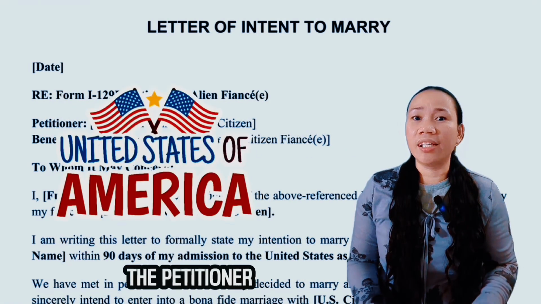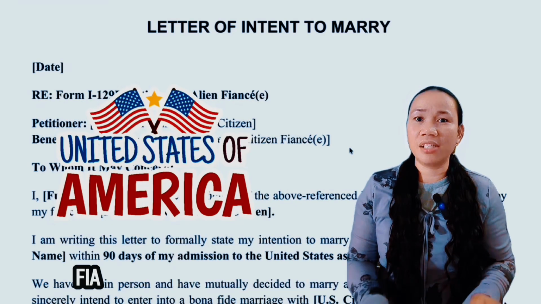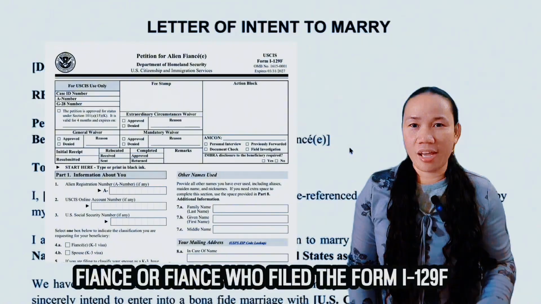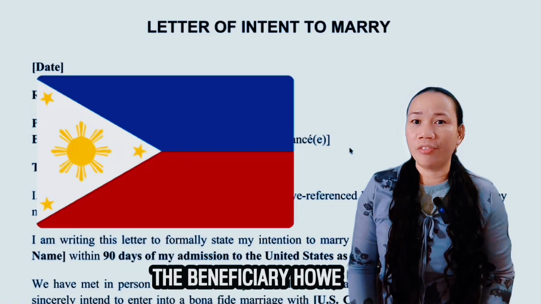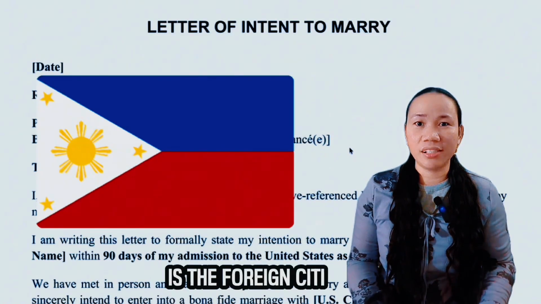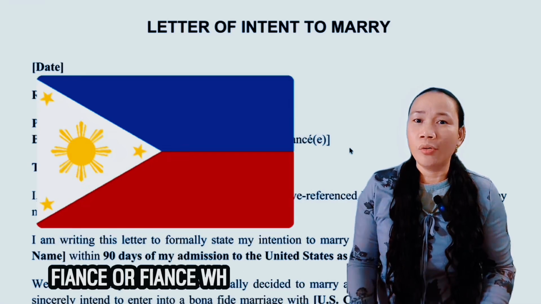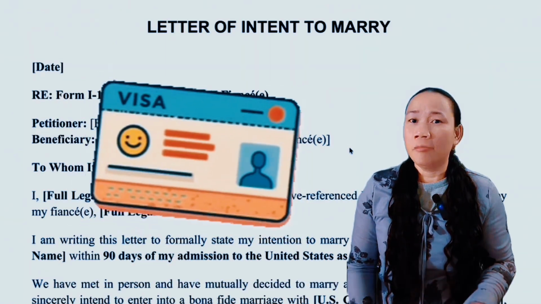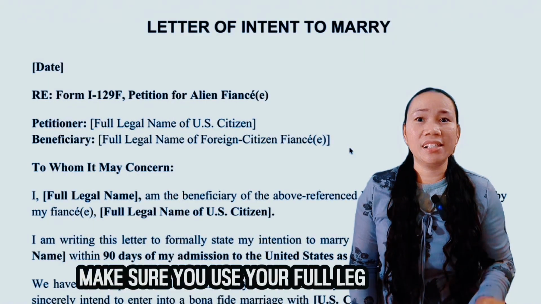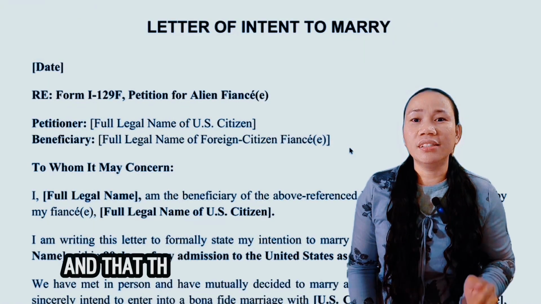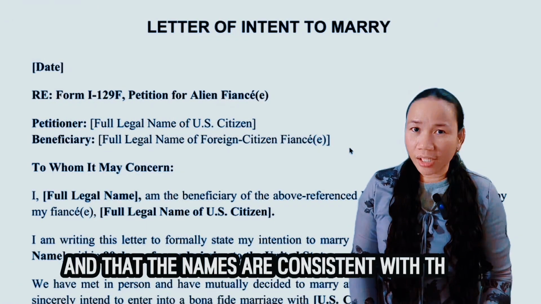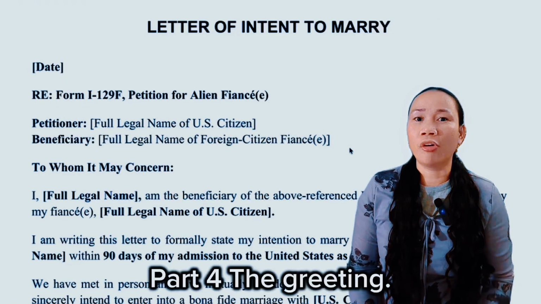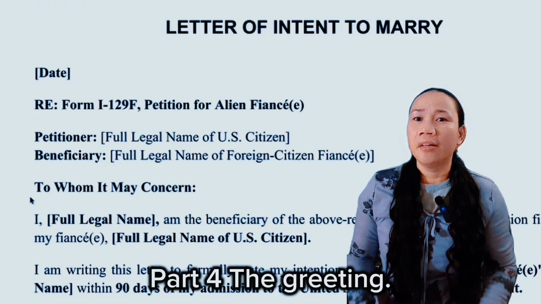The petitioner is the U.S. citizen fiancé or fiancée who filed the Form I-129F. The beneficiary, however, is the foreign citizen fiancé or fiancée who is applying for the K-1 visa. Make sure you use your full legal names and that the names are consistent with the information in your immigration documents.